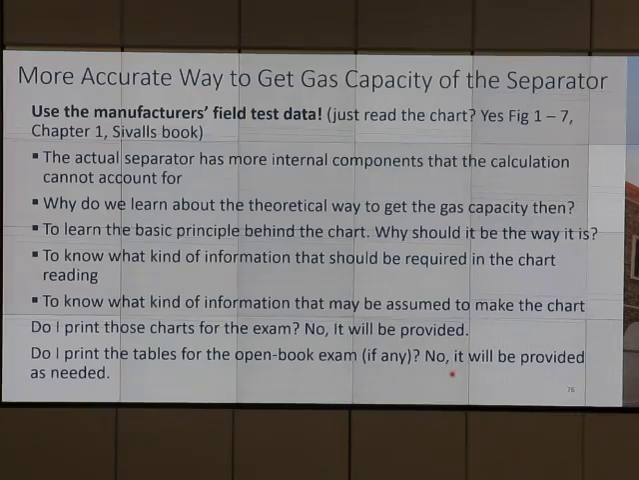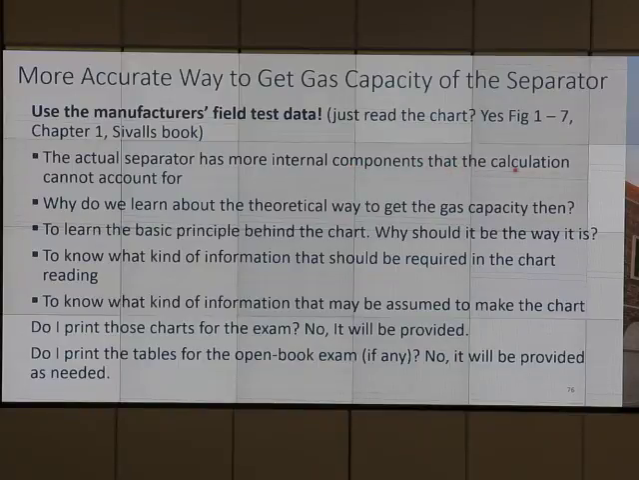Okay, I showed you the d squared multiplied by L, d multiplied by L equation. That one is a good equation, don't get me wrong. But there's a more accurate way to get the gas capacity of the separator. The more accurate way is to use the manufacturer's field test data. They test it already and they sell it. So we don't have to worry about the slenderness ratio because they make it so that it is in the recommended range.